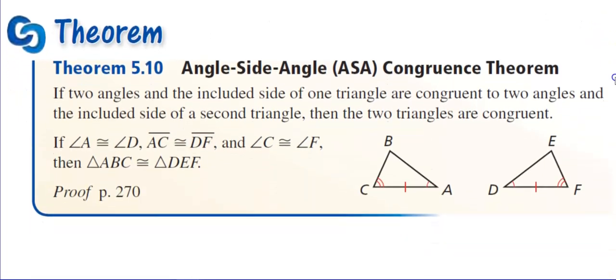So with ASA, we have one angle marked here, one angle marked here, and then we have a side, and that's the included side. In other words, that's the line that connects the two angles. So if we're talking about angle A and angle C, the line segment is AC. All right? So that's why we have angle, side, angle.